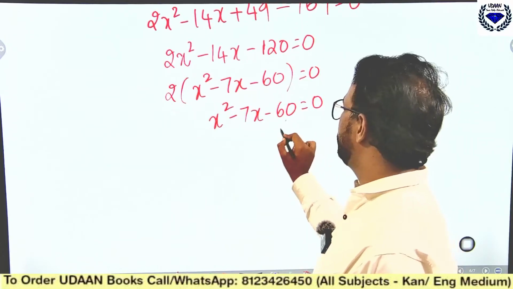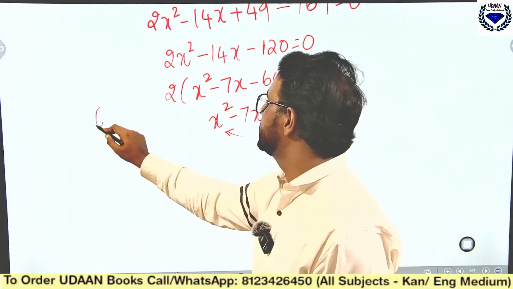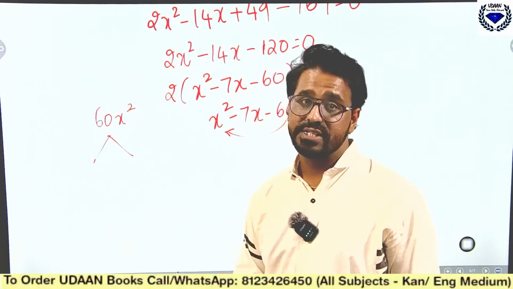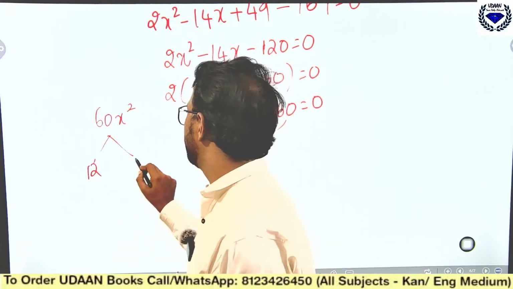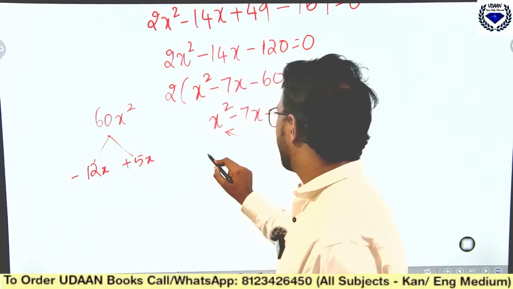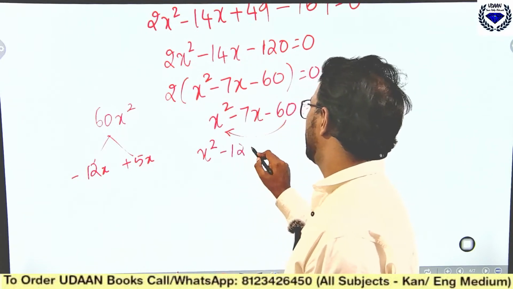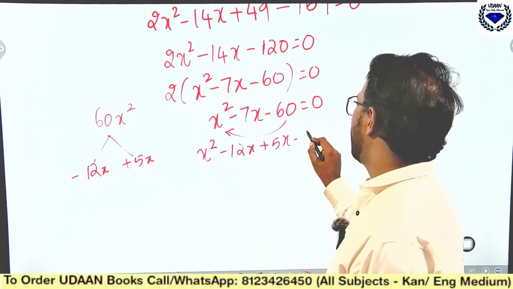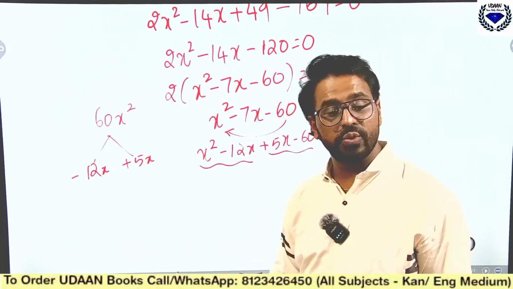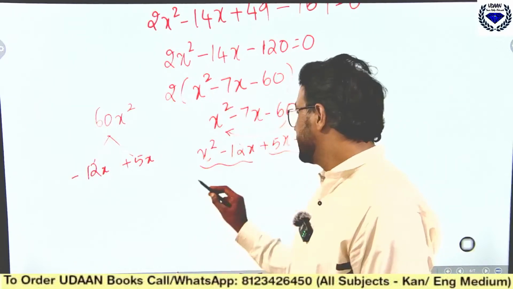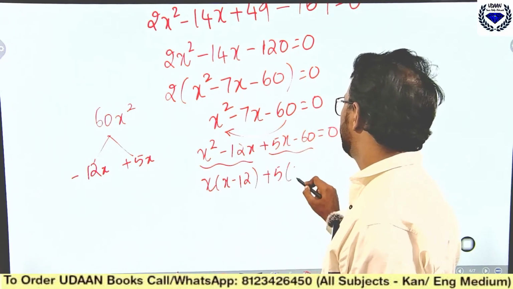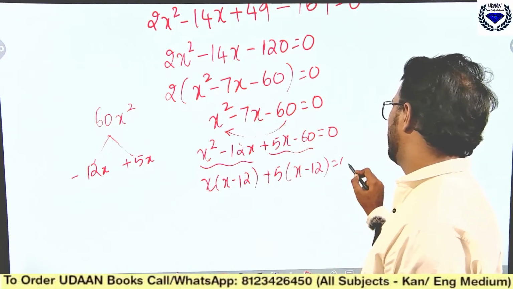Now you should multiply this and this. That means 60 times x square, you should split in such a way that you get minus 7. How will you do this? 12 fives are 60. So it is minus 12 plus 5. So x square minus 12x plus 5x minus 60 equal to 0. So what is common in these two? X is common. If you take x common, it is x minus 12, plus 5 common, it is x minus 12 equal to 0.